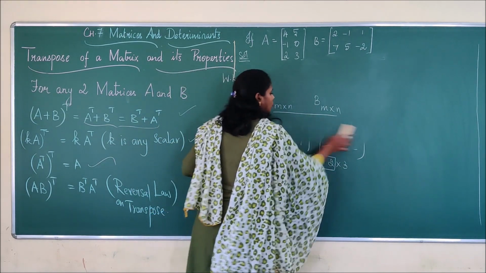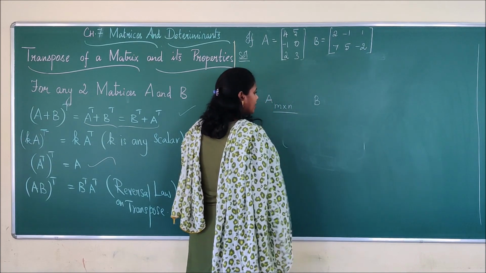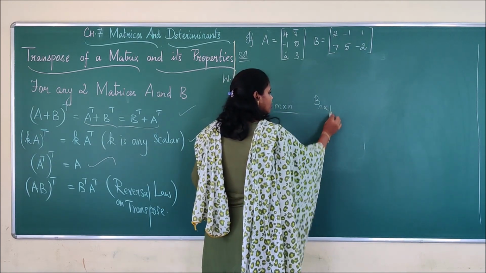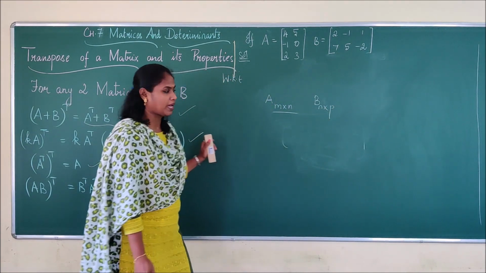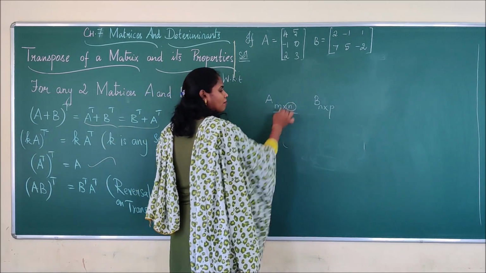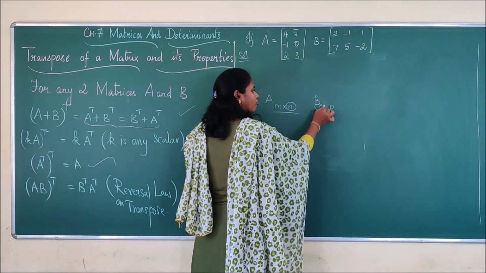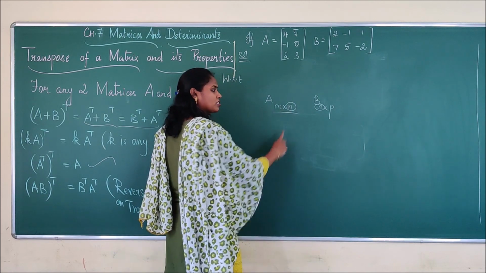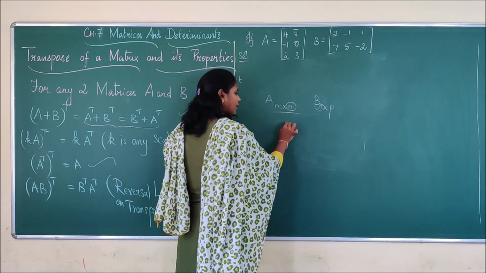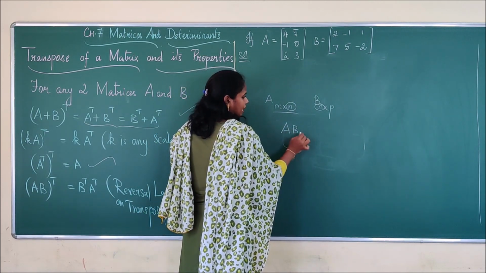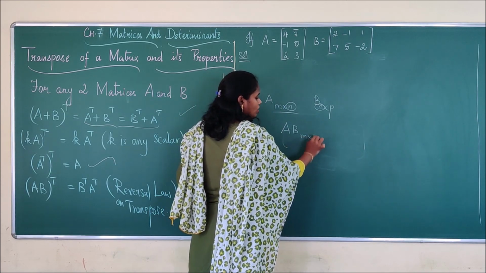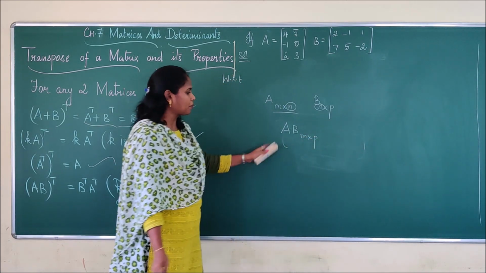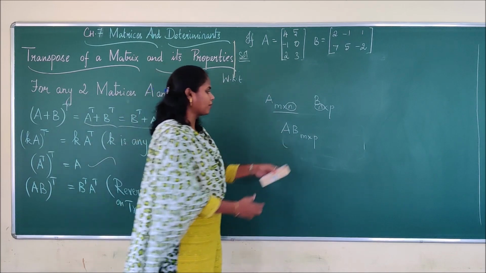So here I am going to take a matrix of order n cross p. Now these two matrices can be multiplied because the number of columns is n here and the number of rows here is n. So we can multiply these two matrices, and the product which I will be getting is AB of order m cross p. So this will be my product of order m cross p.